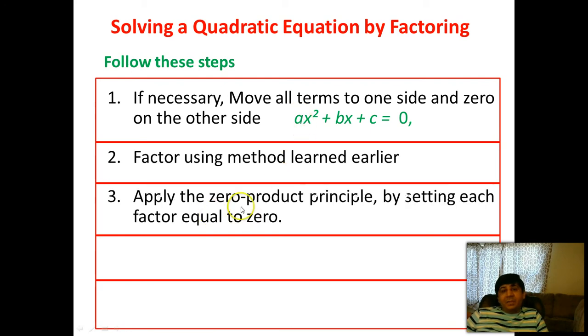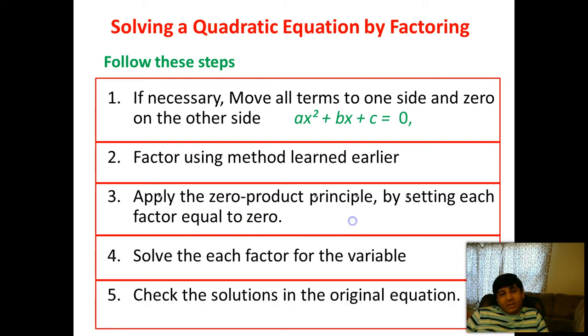Then apply the zero product principle by setting each factor equal to 0. So when we factor a quadratic equation, we get a product of two factors. Set each one of them equal to 0, then solve each factor for the variable and check the solution to see if you got it correct.